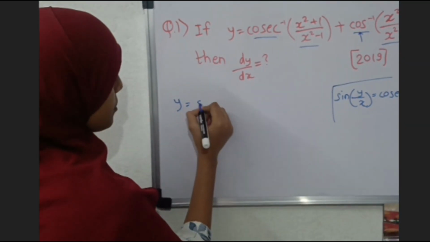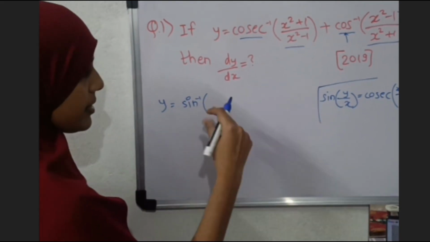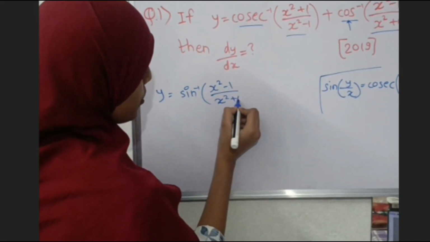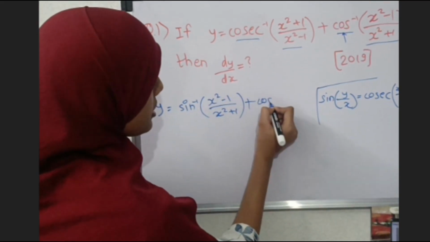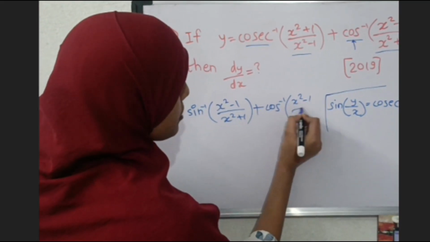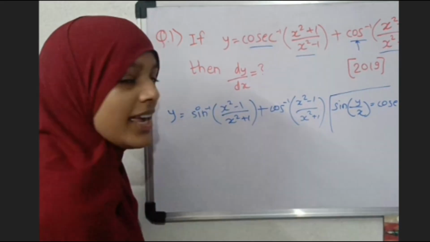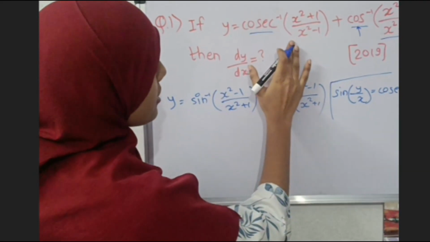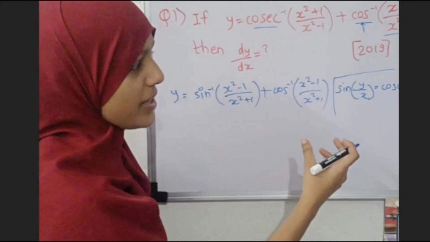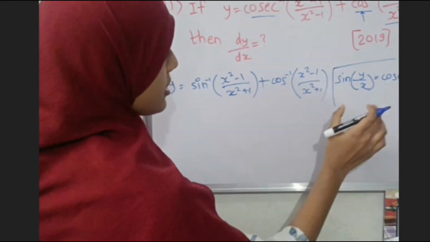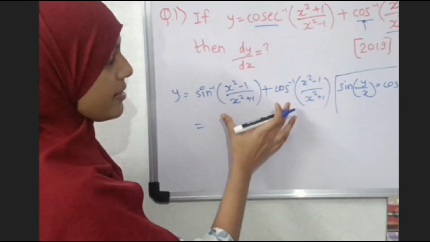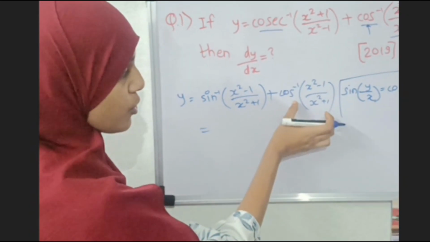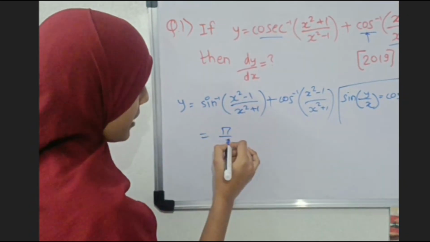y is equal to cosec inverse, we will take the reciprocal. So it will become sine inverse of (x square minus 1) divided by (x square plus 1) plus cos inverse of (x square minus 1) divided by (x square plus 1). Here we have just changed it very simply. We have to remember only a trick, or just common sense, we can say that sine and cos are relatable to each other. So here it is changed to our basic format, that is sine inverse of an angle plus cos inverse of the same angle. Answer will be pi by 2.